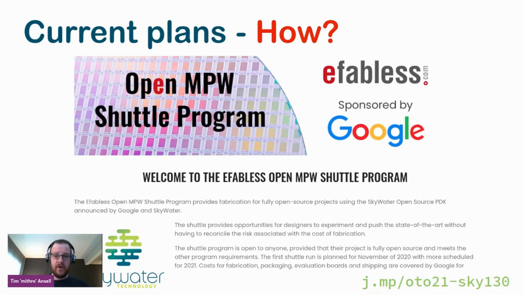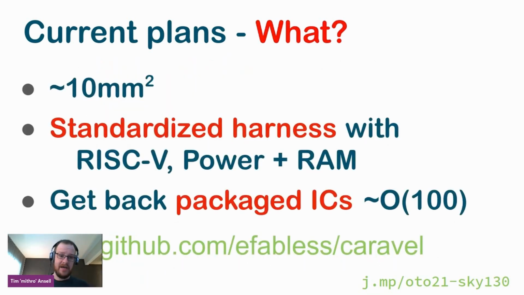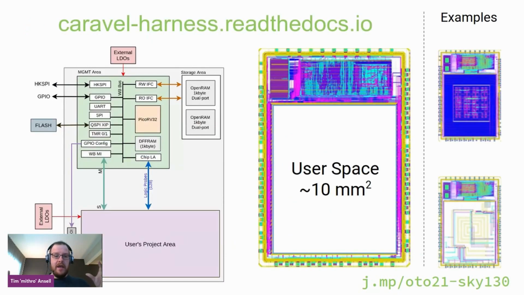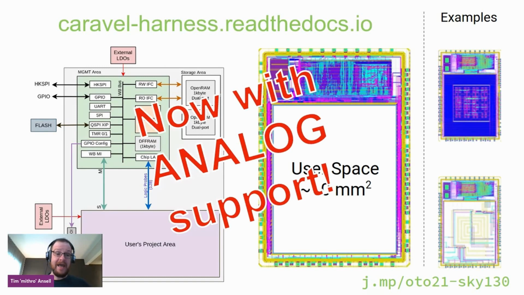To make that possible, though, there is a standardized harness, and the standardized harness allows us to get you back a large number of packaged parts. You get 10 millimeters squared that you can do whatever you want with, and the harness there enables you to have a lot more debug functionality, even though things like the I/O pins are much more limited and need to be configured in a certain way. So this has been evolving, and I expect it to continue to evolve and get more functionality.